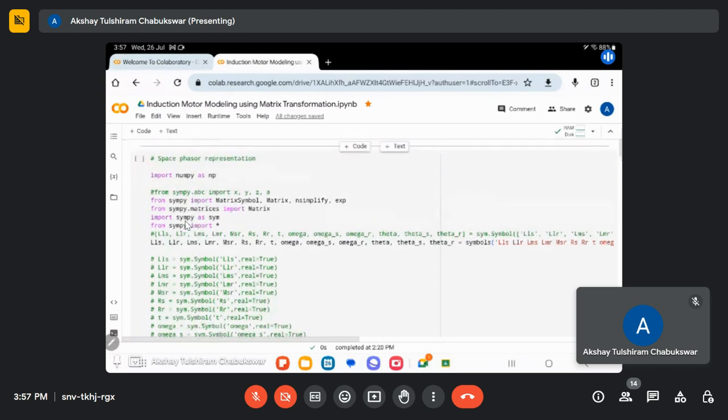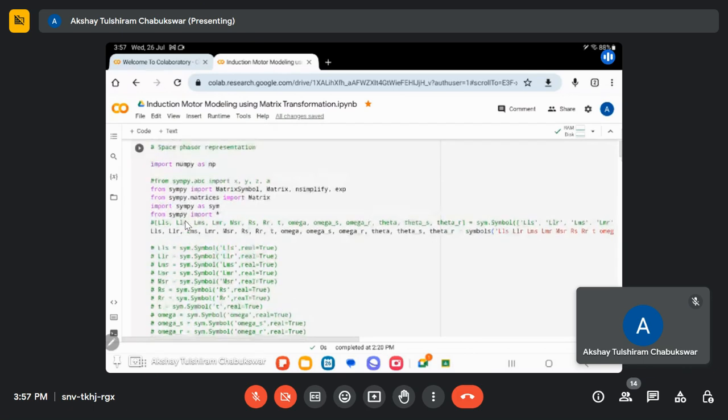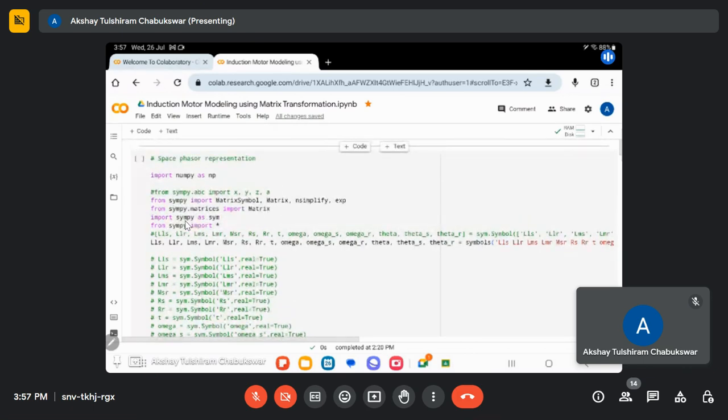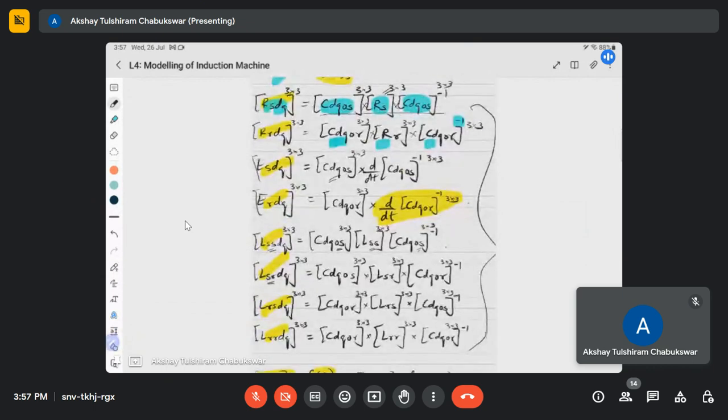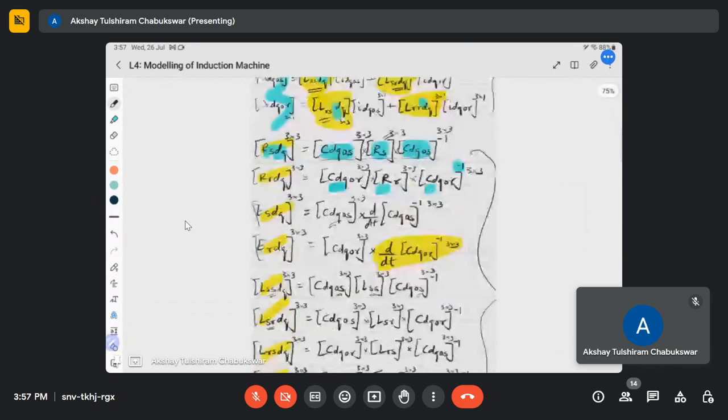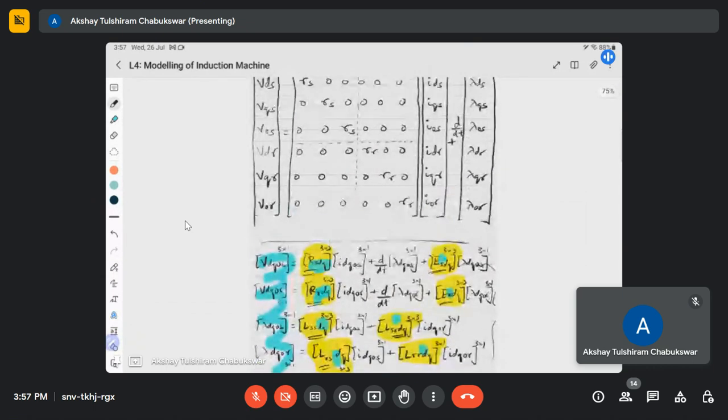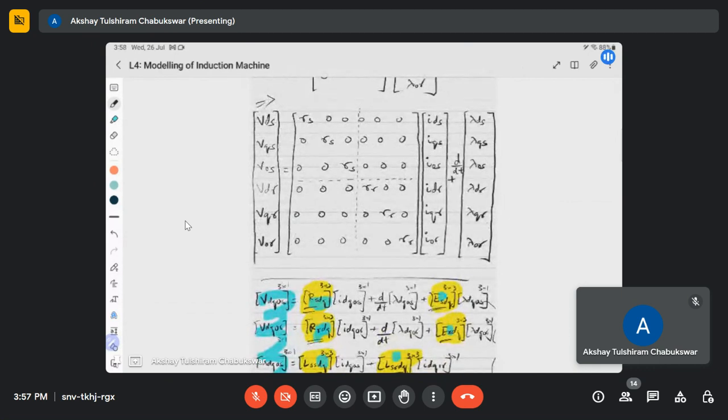So this was a Python code which will give you all the calculations, and you need not solve this whole mathematical analysis, all this matrix multiplication, using pen and paper. In Python there is a library called sympy, a symbolic math library. Similarly, you can use the symbolic math library of MATLAB and derive the equations of the induction machine in any arbitrary DQ reference frame.